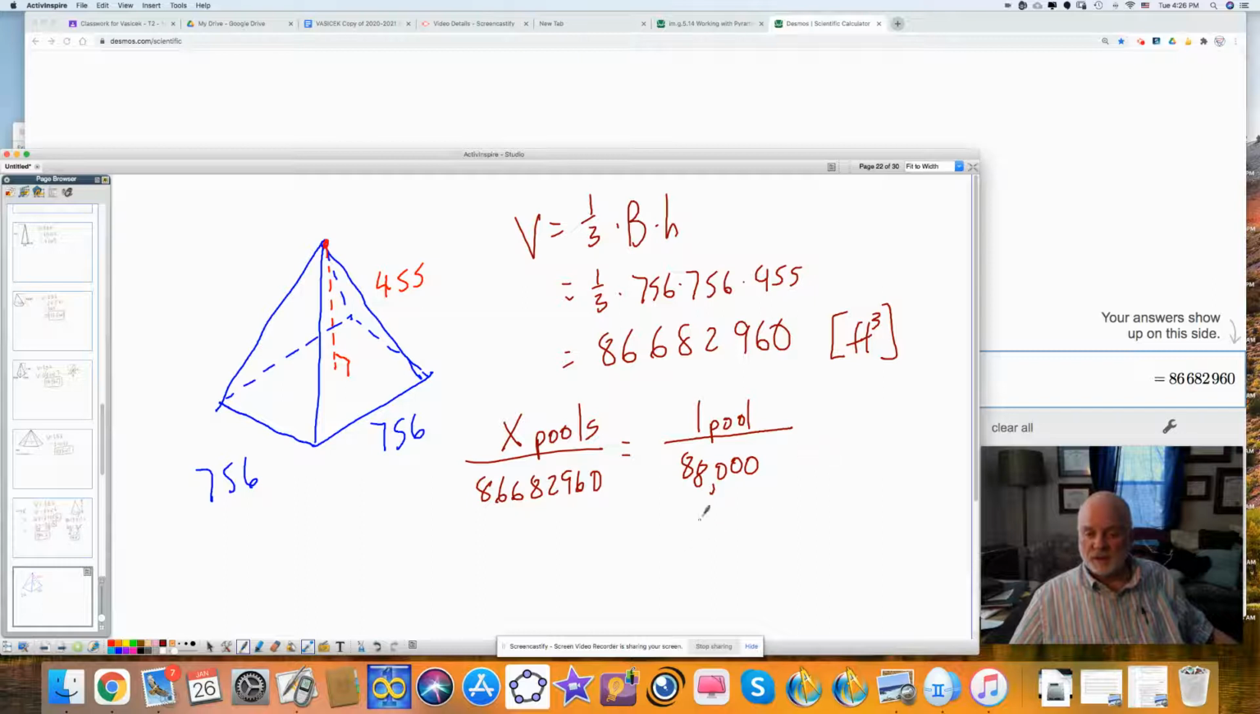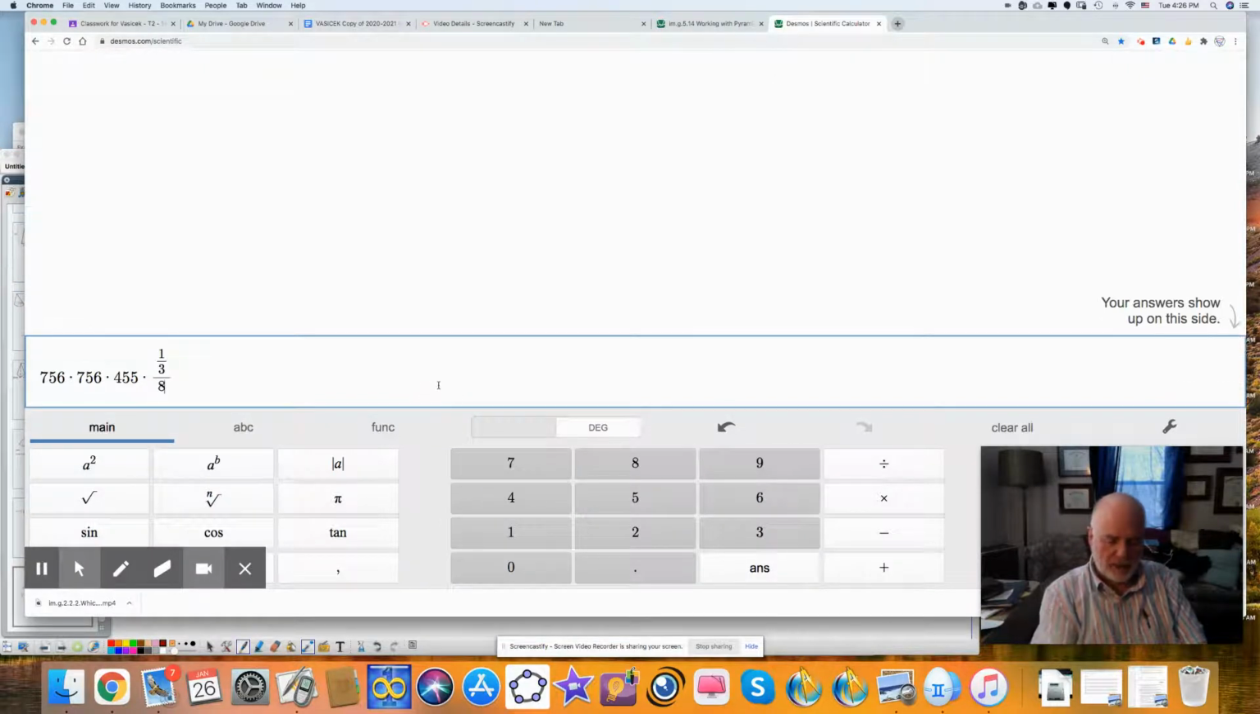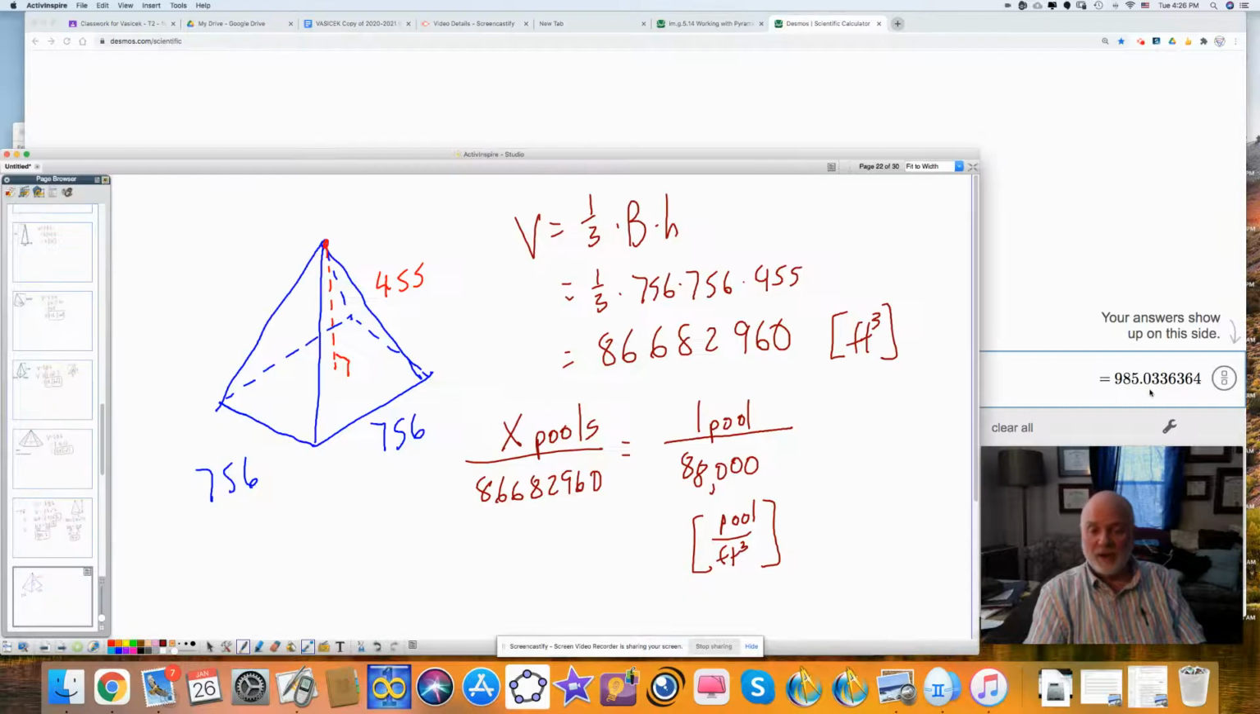The units here are going to be in pools per cubic foot. So I'm looking for X. If I multiply both sides by 1/88,000, or divide that number by 88,000, I end up with, what? 985.0. This is approximately 985, so it's almost 1,000 Olympic-sized swimming pools.